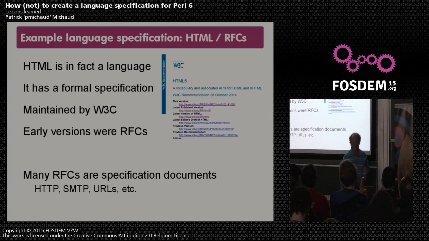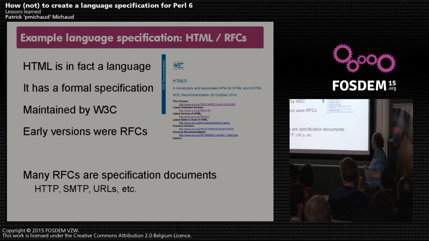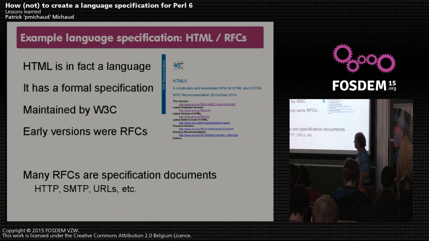Even though it's not what we would normally think of as a programming language, certainly HTML, the hypertext markup language, has a specification to it. So it is, in fact, a language. It also has a formal specification that is maintained by W3C. The early versions of HTML were, in fact, RFCs, internet RFCs. And to go along that theme a little further, the entire RFC process is itself a way of making specifications. Some examples would be HTTP, the hypertext transfer protocol, or SMTP, or URLs. All of these things have documents that formally define how they look. So we don't have to limit ourselves to programming languages when we are discussing language specifications.